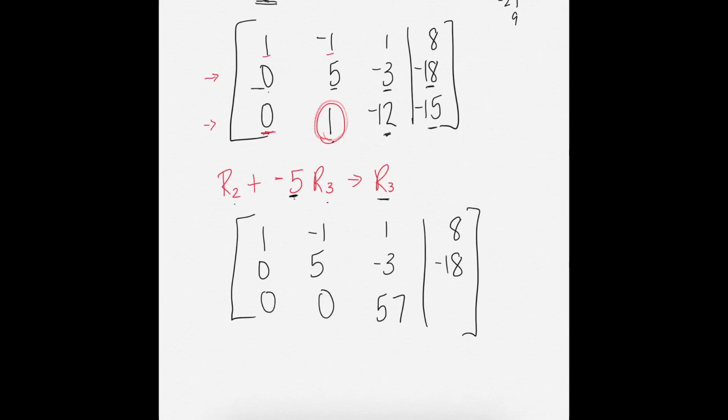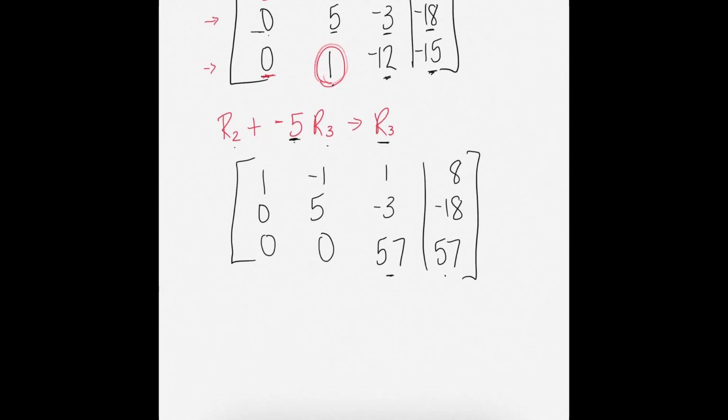Okay, then we've got row 2 is negative 18, and then negative 5 times negative 15 makes positive 75, and then plus negative 18 makes 57. Oh, that's convenient. These are both 57s.